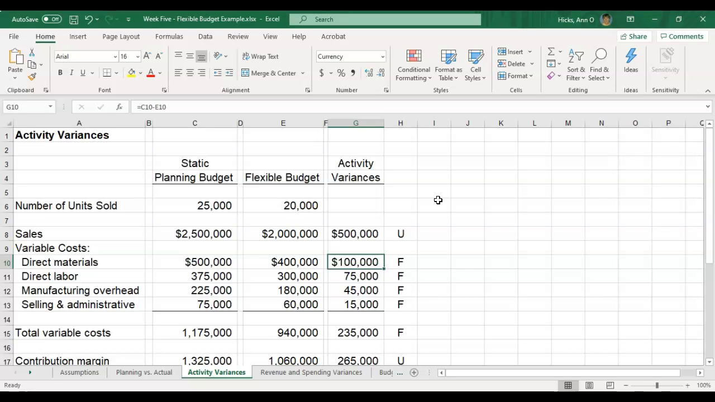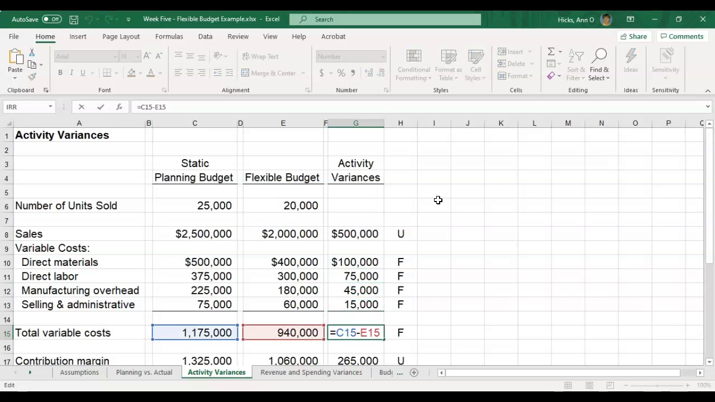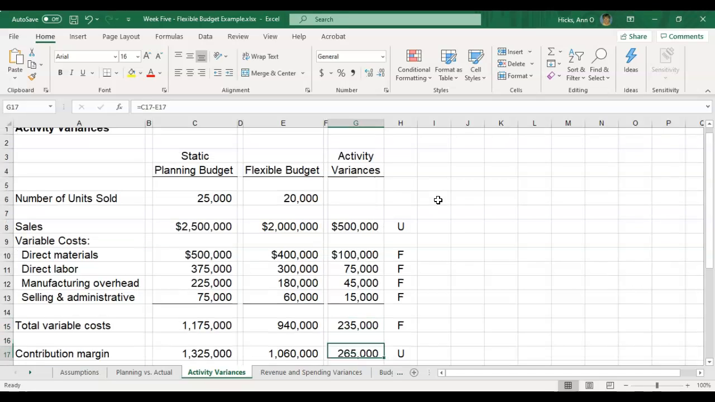And as we would expect, if the sales are unfavorable, our variable costs are all going to be favorable. We sell fewer units at the same cost level per unit, we're going to have less in costs. So we have total variable cost variance of $235,000.